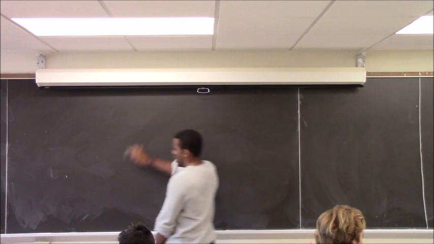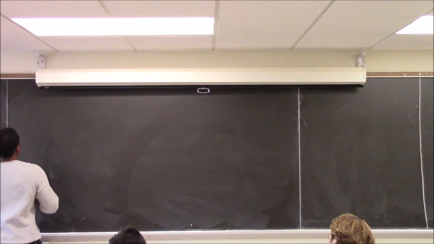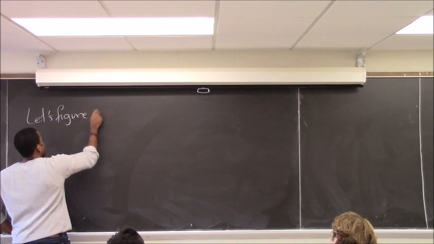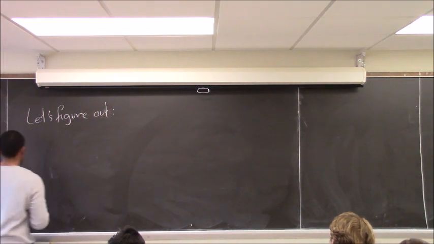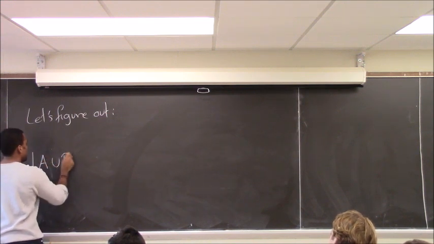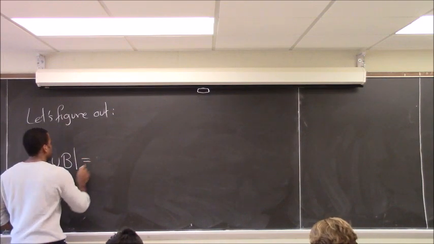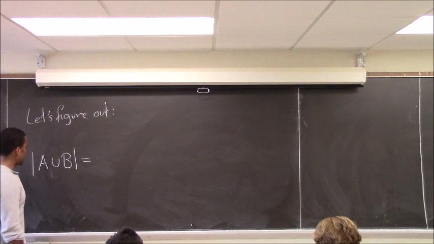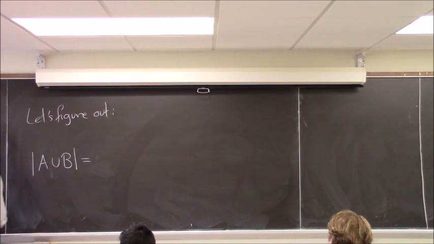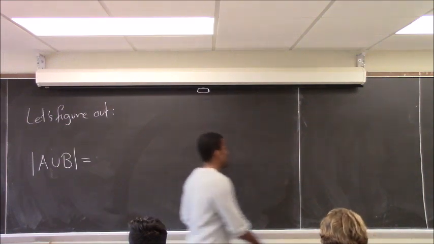So, that being said, let's figure something out. We're going to use this later in a couple of classes. The magnitude of the union of two sets. I want that in terms of the sizes of the individual sets in the union. What would you be able to tell me about that? Well, you can use a Venn diagram to illustrate the idea.